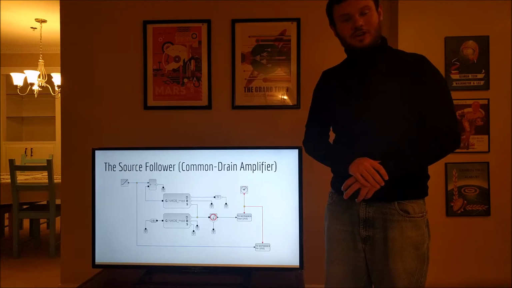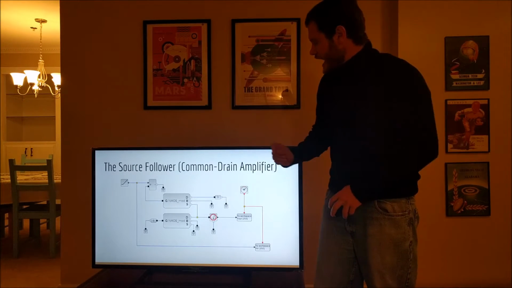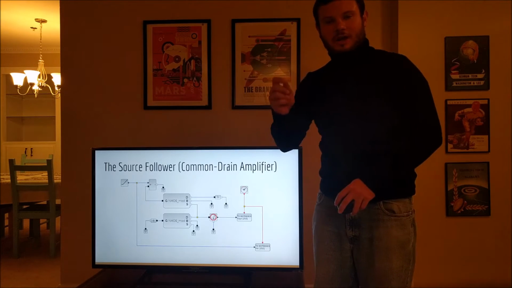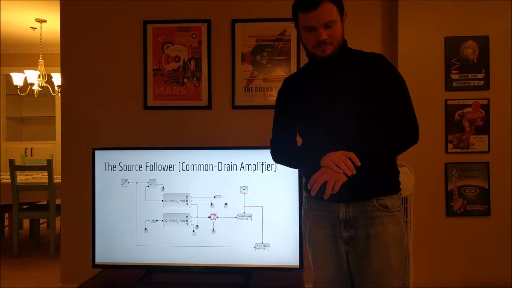An NFET source follower we designed in Scilab is shown here. The lower transistor is a current sink. The output of the upper transistor needs to remain above 100 millivolts for the lower transistor to operate in saturation.